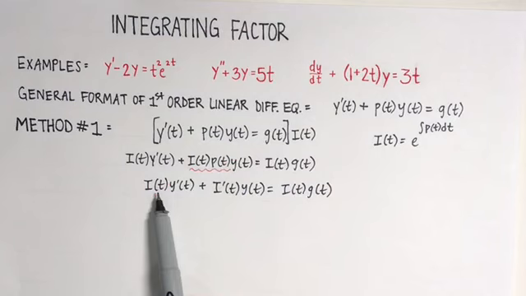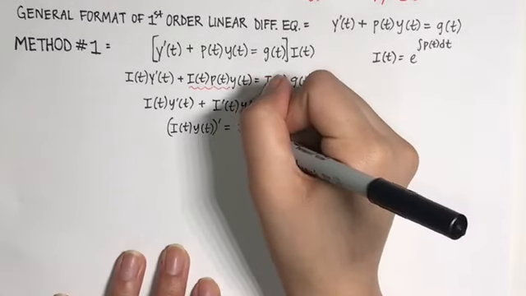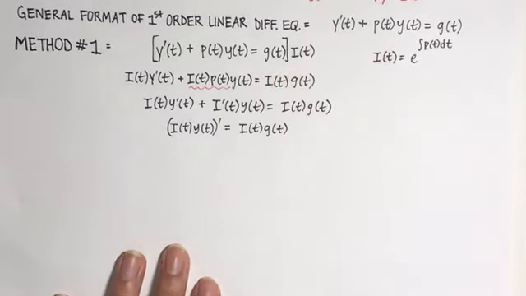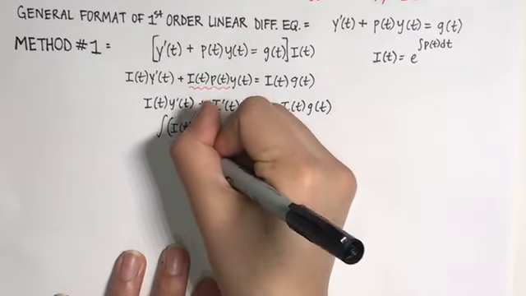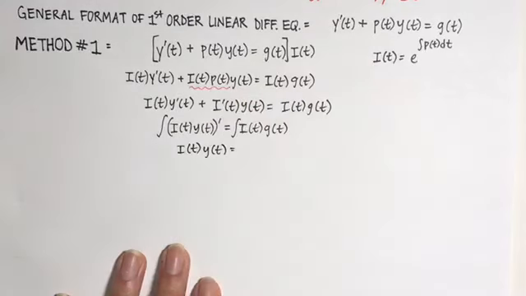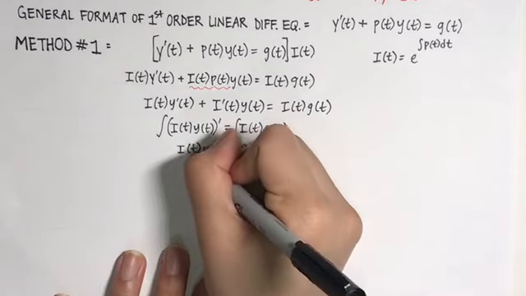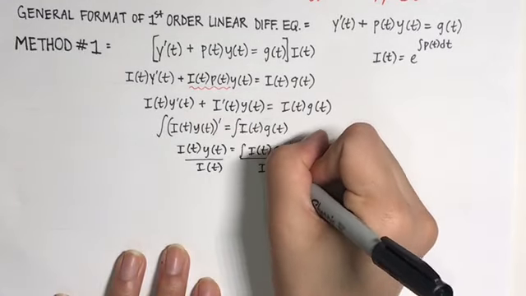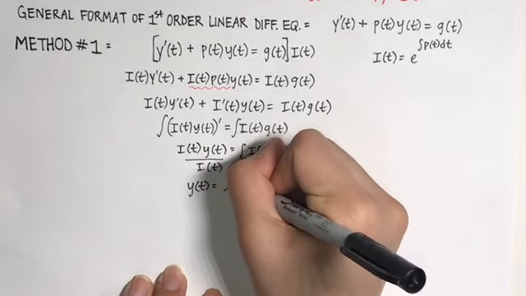Now I hope you noticed that we have the product rule here. There's two different functions, and we see both of the derivatives, and they're added together. We can undo this product rule to get the derivative of the quantity I of t times y of t. We now integrate both sides and can isolate y of t. So y of t equals the integral of I of t times g of t dt all over I of t.